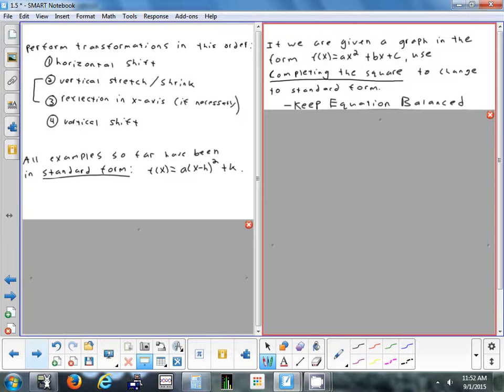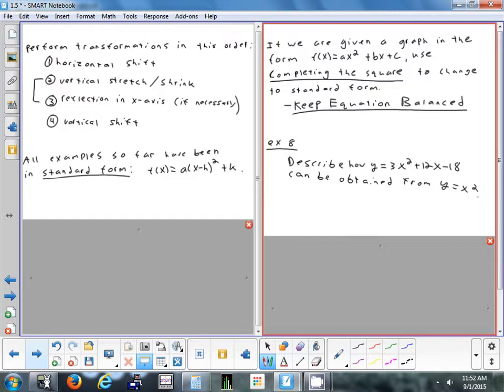If it's not in standard form, we can't look at it and quickly see the shifts. Like this one: 3x squared plus 12x minus 18. It's not written the way it has to be to see the transformations. So what we're going to do to change it so we can is complete the square.